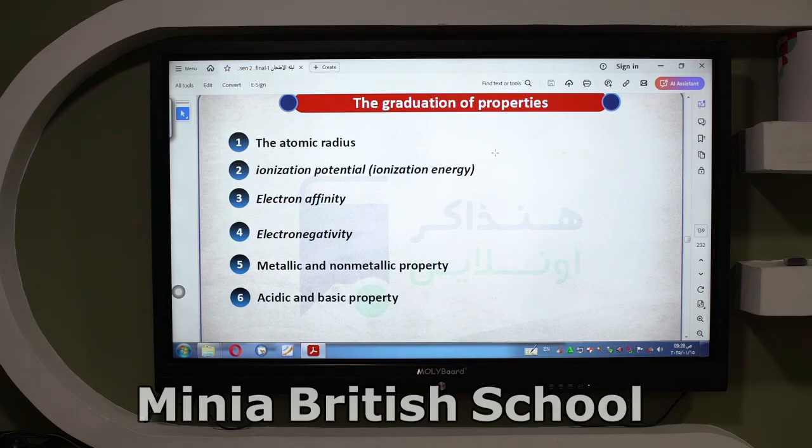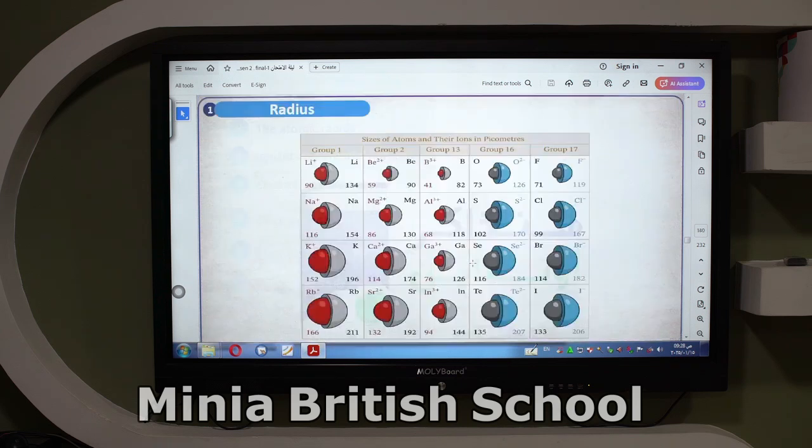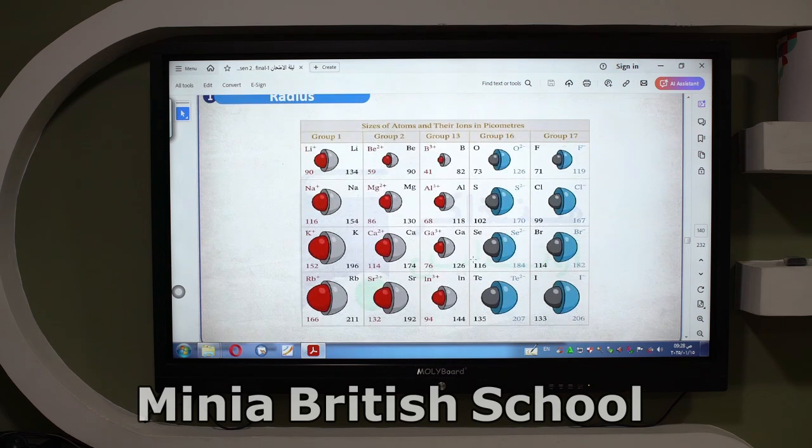The gradation properties in the periodic table, okay. We have some properties and we will talk rapidly about each of them: atomic radius, ionization potential or ionization energy, which is the same thing, electron affinity, electronegativity, metallic and non-metallic character, acidic and basic property. About radius, okay.